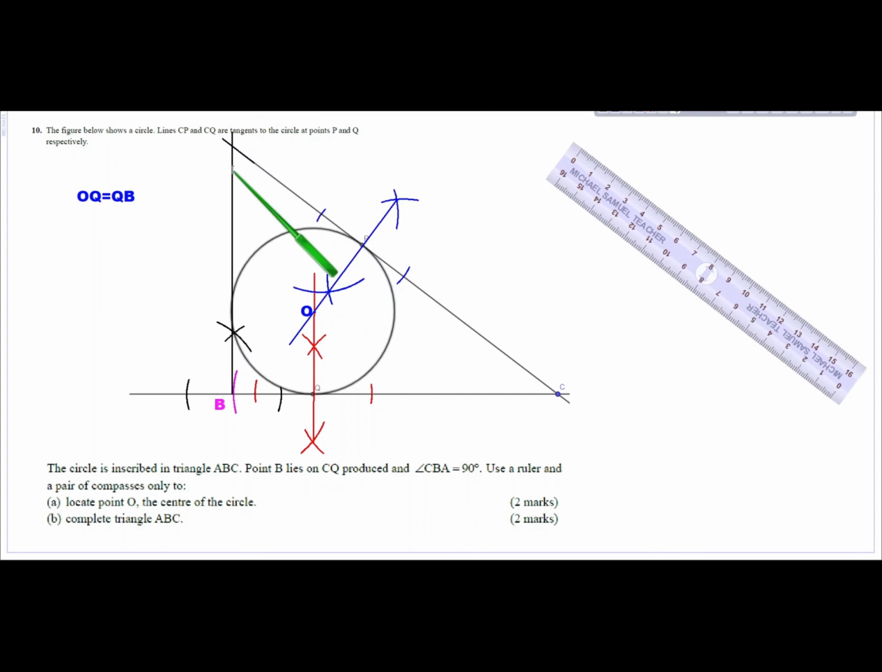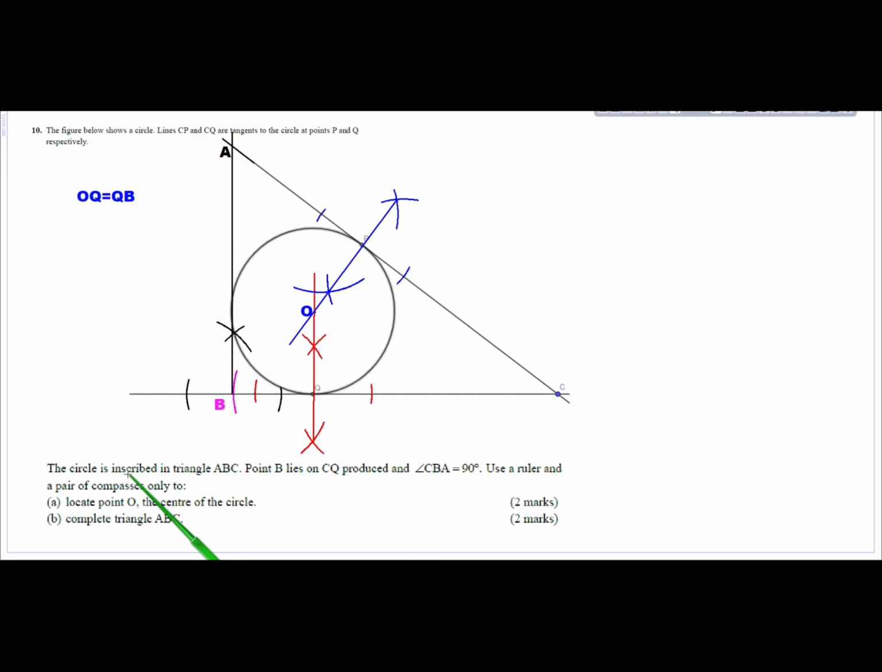So we have point A, and that is it. So now you have located point A, and also you have completed triangle ABC. So that is it, and that's how you're supposed to have drawn it.